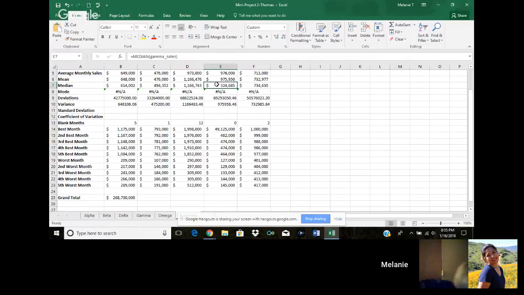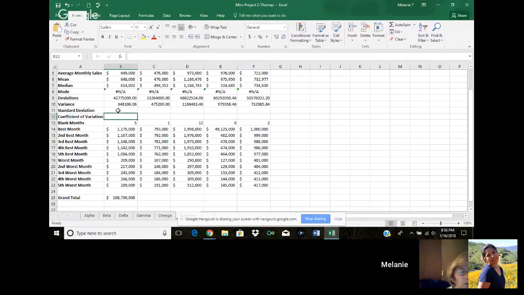I didn't know if we needed to put the deviations and the variance. I couldn't figure out how to get the standard deviation, because we need to do the coefficient of variation, which is a percentage. For that formula, it's the standard deviation divided by the mean. I just don't know how to get the standard deviation. Is there a formula? Standard deviation is the square root of the deviation.